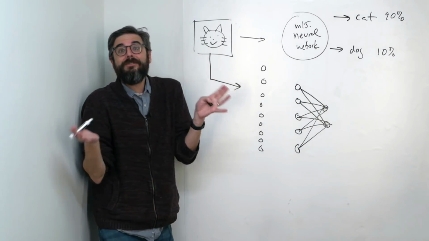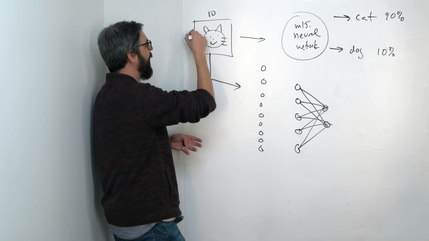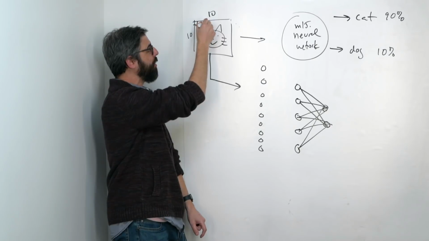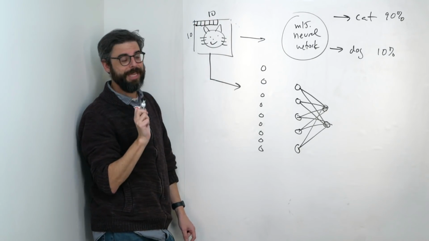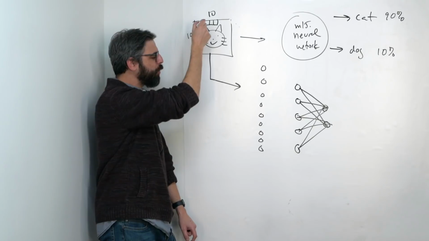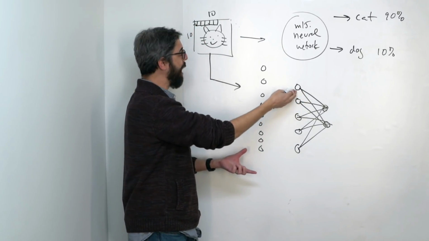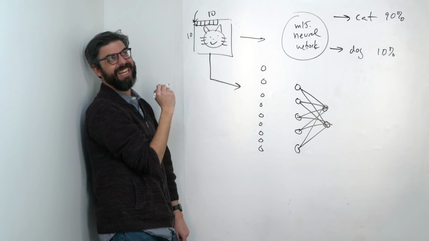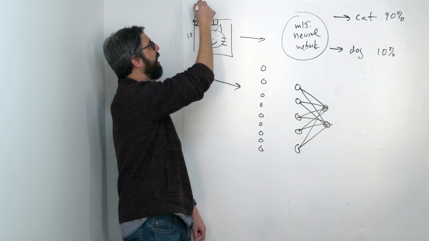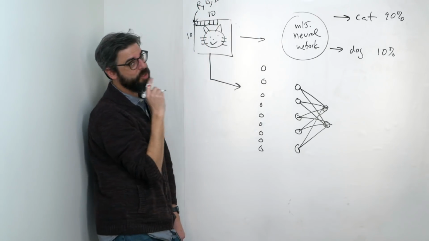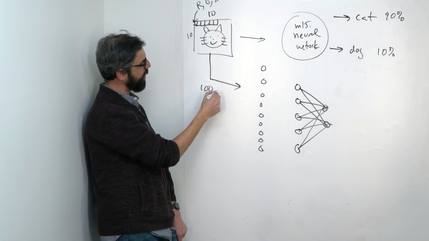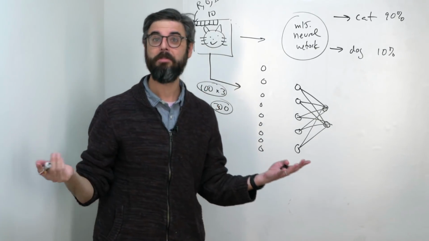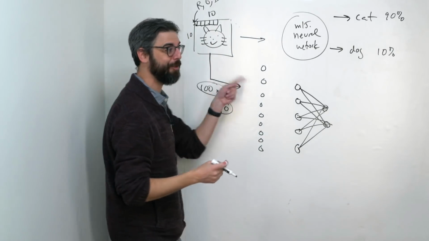Let's just say, for the sake of argument, that this image is 10 by 10 pixels. So I could consider every single pixel to be an individual input into this ML5 neural network. But each pixel has 3 channels, R, G, and B. So that would make 100 times 3 inputs, 300 inputs. That's reasonable.